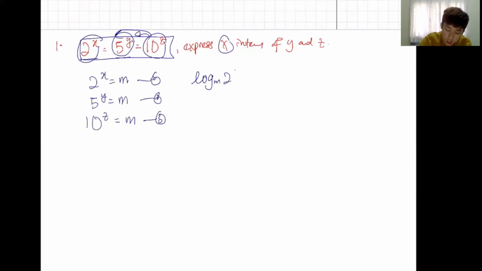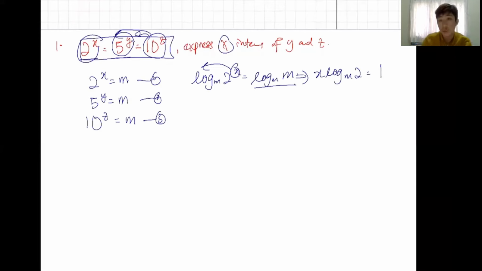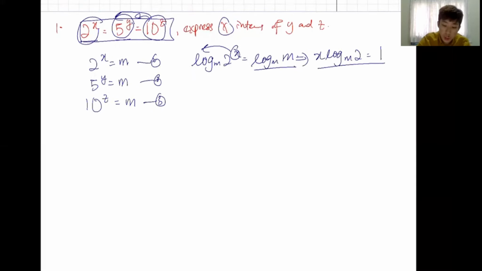Log base m of 2^x is equal to log base m of m. Therefore, I bring the x down: x log base m of 2 is equal to 1. Why? Because log base m of m will give you 1. Okay, so that's what I did. At least I've made improvement now. I see this now. Maybe I can do something about it once I find the others.